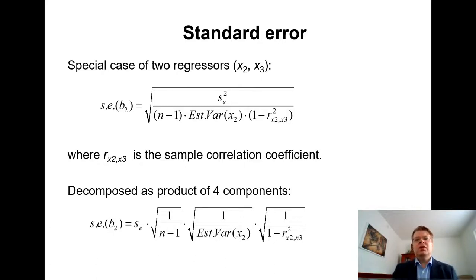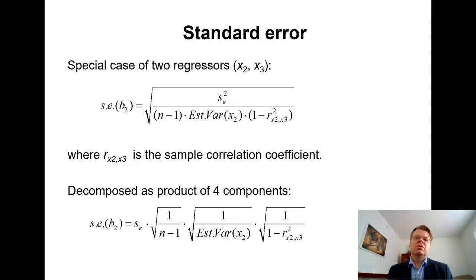However, then if this correlation is equal to, let's consider the extreme case of 1, so you have perfect correlation between x2 and x3, then this ratio 1 divided by 1 minus r to power 2 would actually be undefined, because you would have to divide by 0. And 1 divided by 0 or 1 divided by something very close to 0 would approach infinity. So that means that if you have extremely high correlation between your explanatory variables, then the standard error would go to infinity.